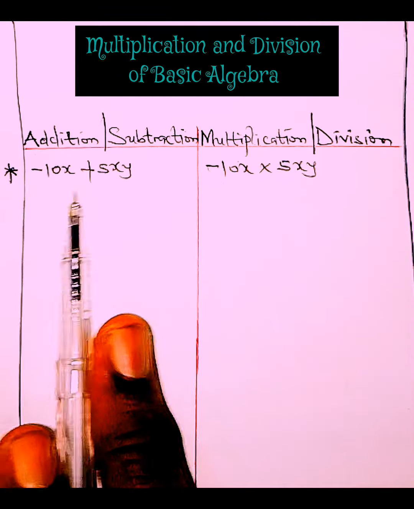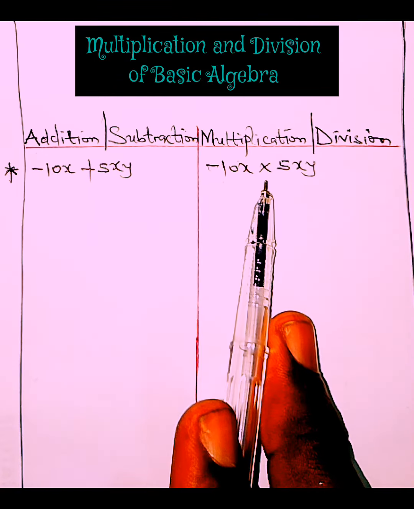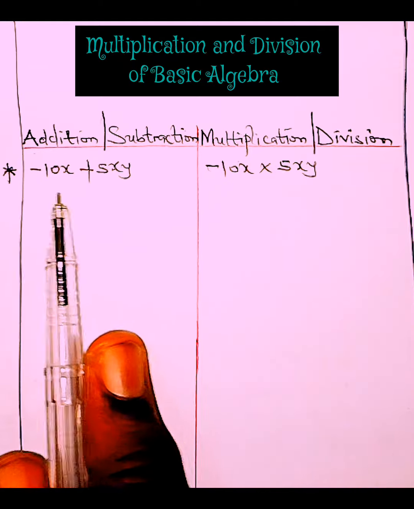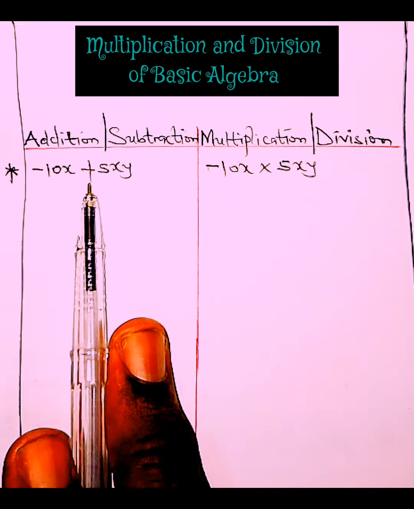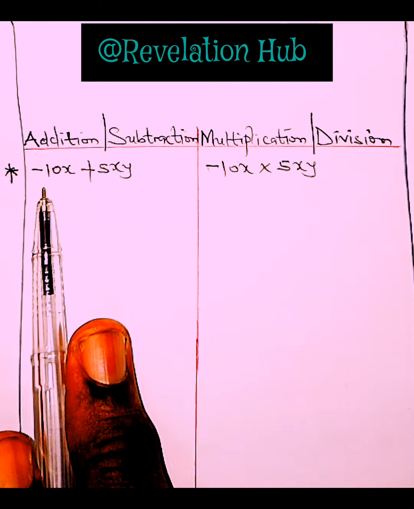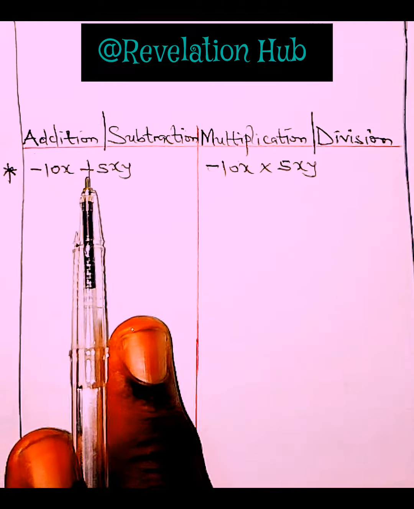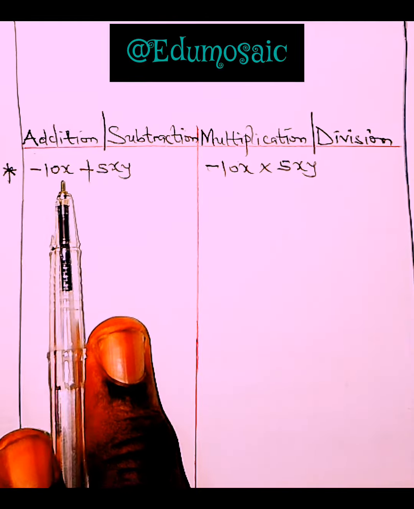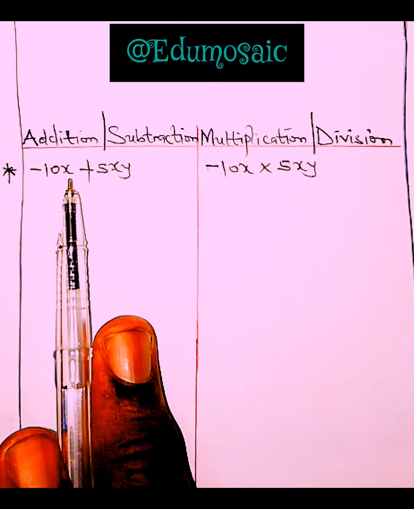Minus 10x plus 5xy, and on the other side, we are given minus 10x times 5xy. Now, this is addition and subtraction, so how do we solve them? Is it possible for us to combine minus 10 and plus 5 together? So the first thing we have to ask ourselves is if the variables are identical or not.